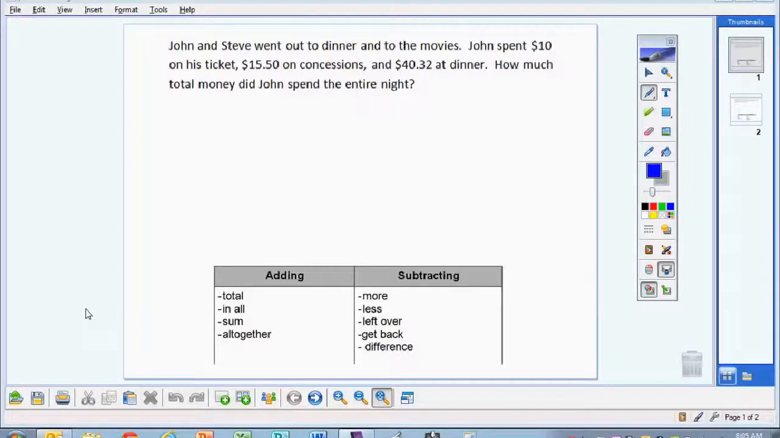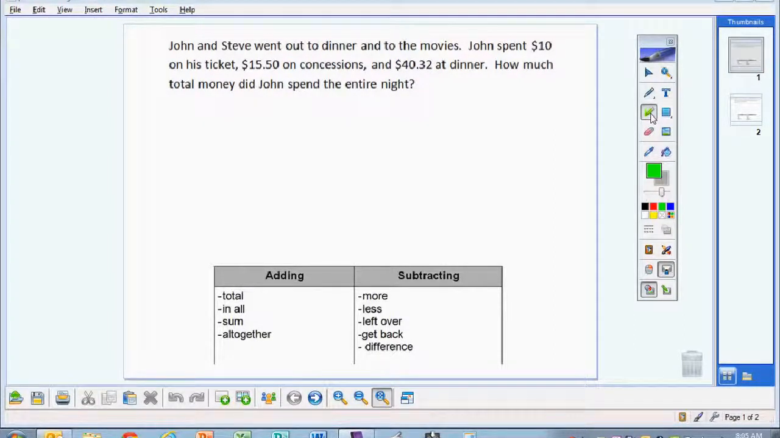As we complete this problem together, please keep in mind you should have a small worksheet with this. If you do not, please get out some scrap paper so we can solve it together. John and Steve went out to dinner and to the movies. John spent $10 on his ticket, $15.50 on concessions, and $40.32 at dinner. How much total money did John spend the entire night?